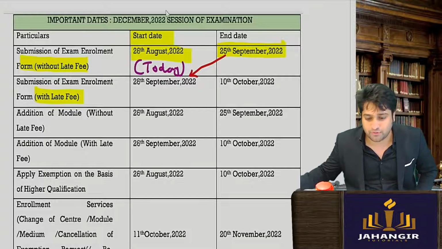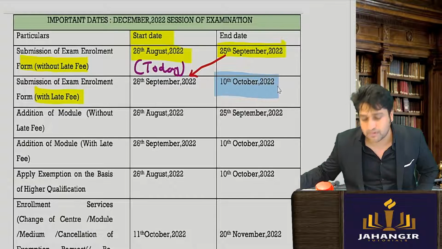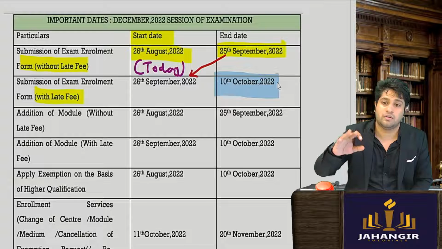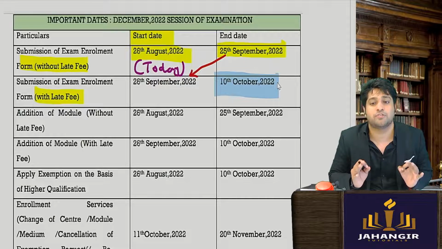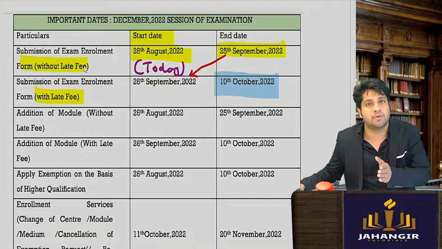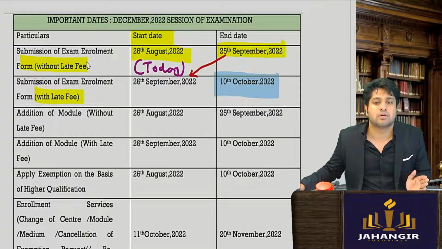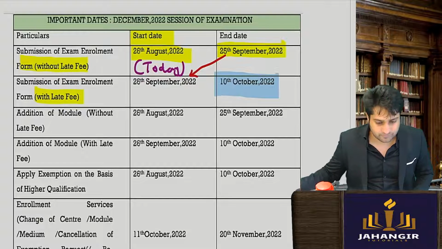Now the last date for the exam with the late fees is 10th October. If you don't fill by 10th October, you will not be allowed to sit for the examination. So by 25th September is the last date. By 10th October you can give with late fees. Okay, similar thing without late fees.